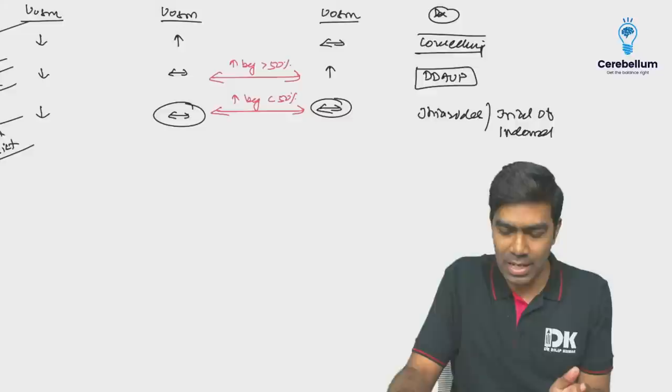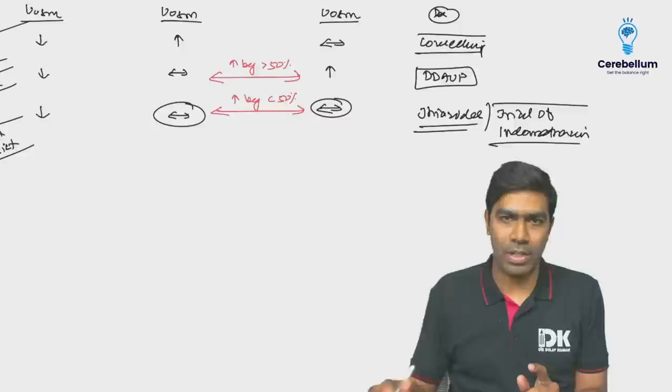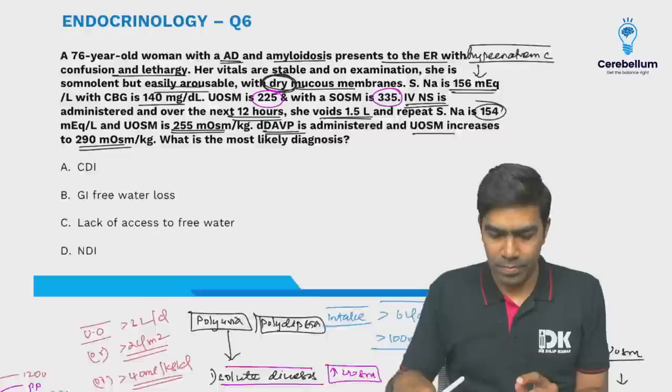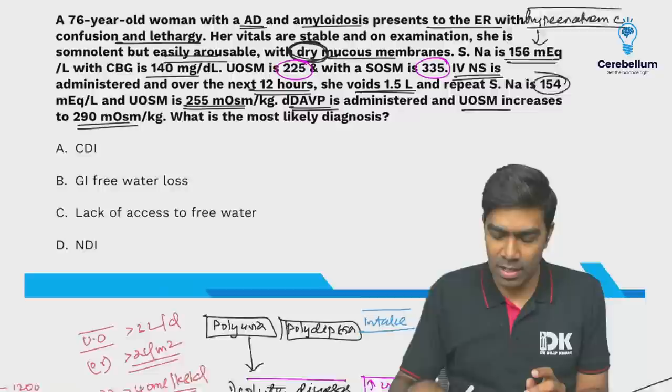Sometimes NSAIDs also might work because prostaglandins are closely related to urinary concentration. So thiazides or a trial of indomethacin, that is for nephrogenic diabetes insipidus. But DDAVP is the main treatment for central diabetes insipidus. Okay. So what's going to occur here? The right answer here is nephrogenic diabetes insipidus.